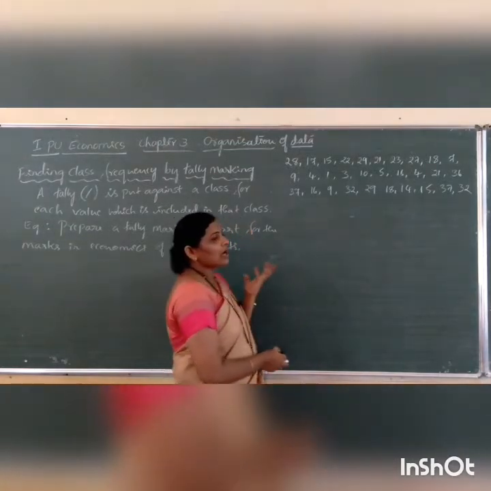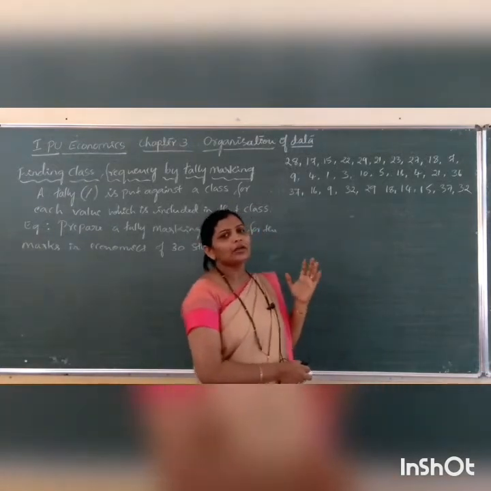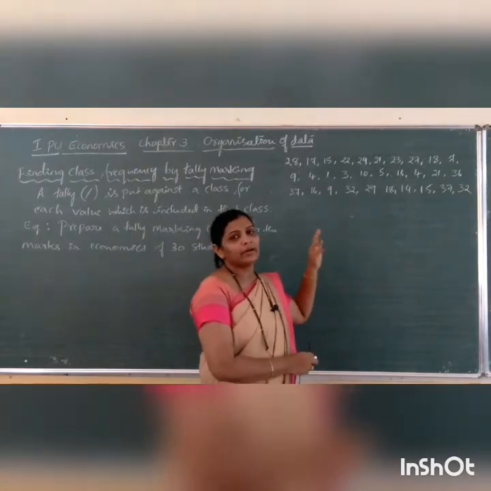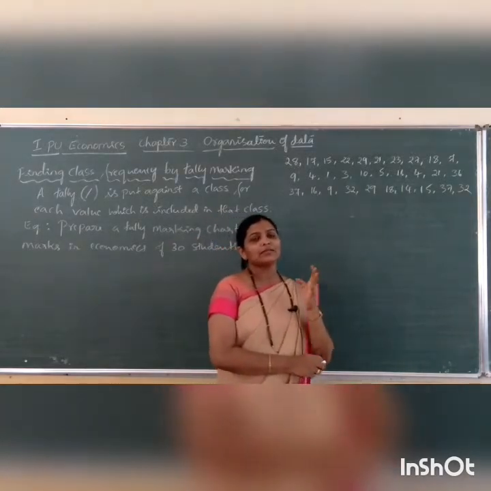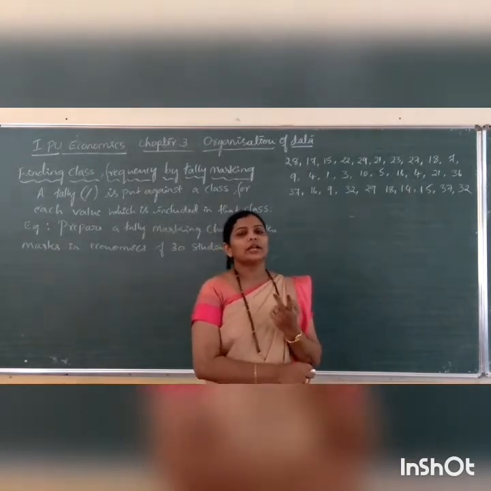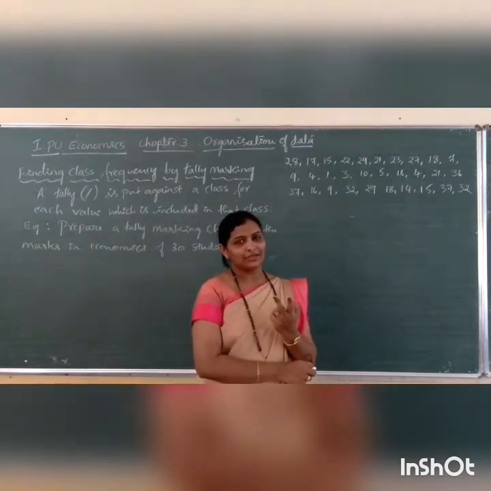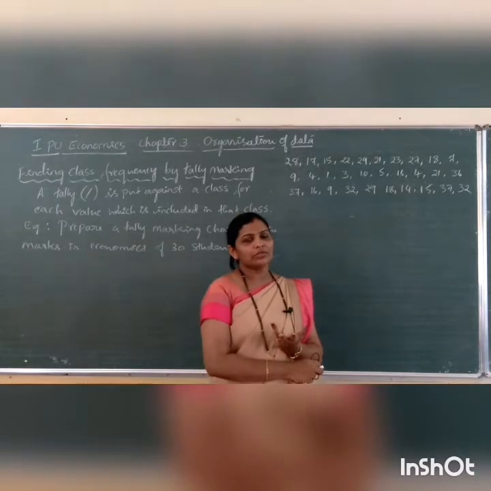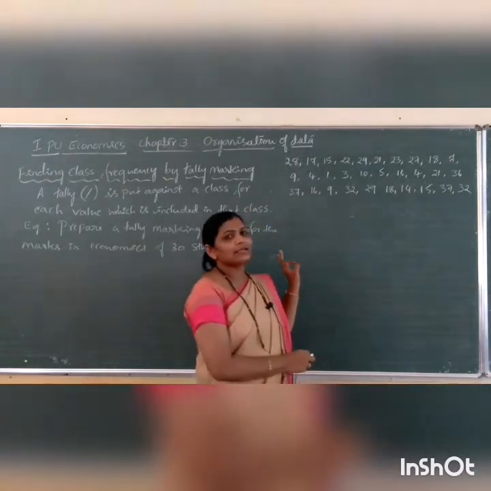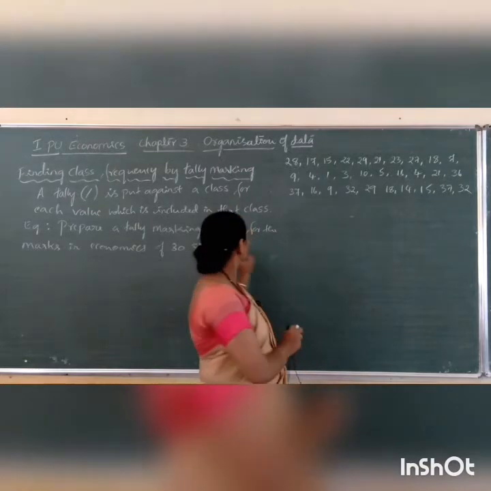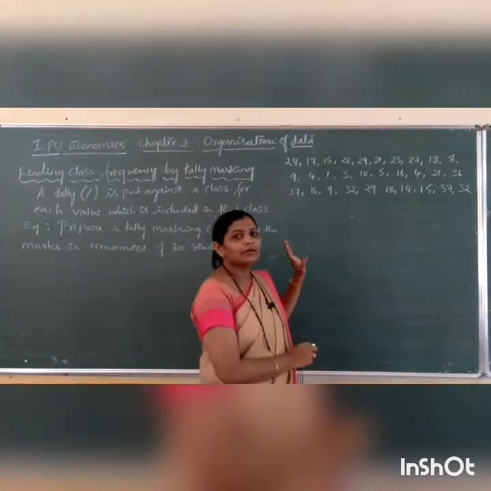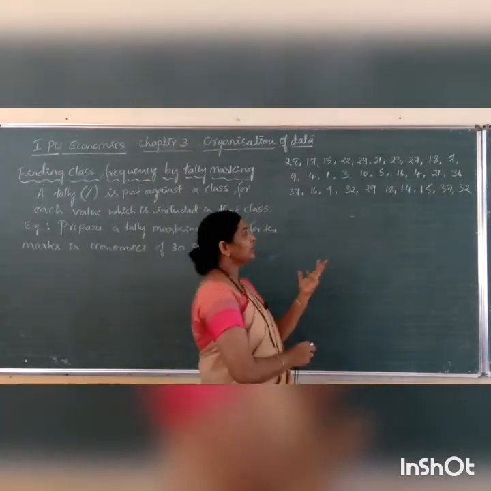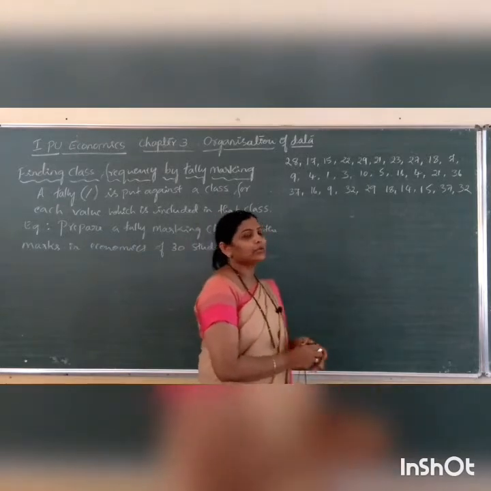Here it is not asked in which method we should distribute the observations by using tally marks, isn't it? In my previous class I told you there are 2 important methods of determining class limits, the exclusive method and the inclusive method. Here it is not specified, so that is our wish. Either you can take the exclusive method or the inclusive method. Here I will go with the exclusive method.